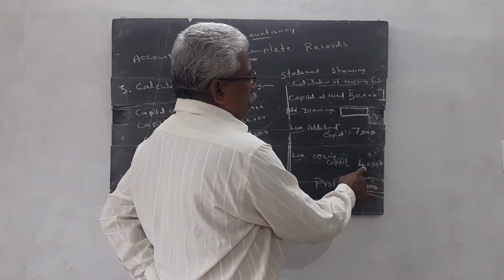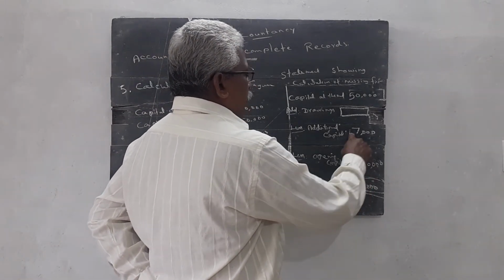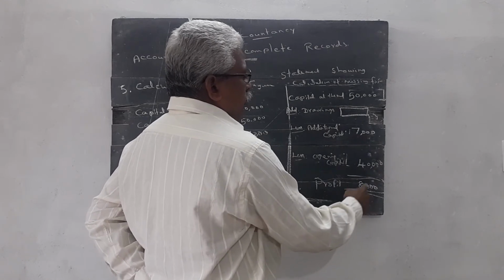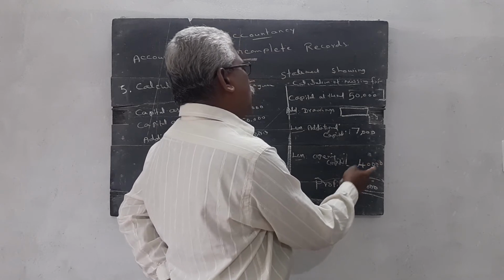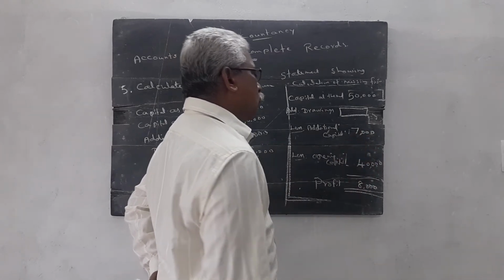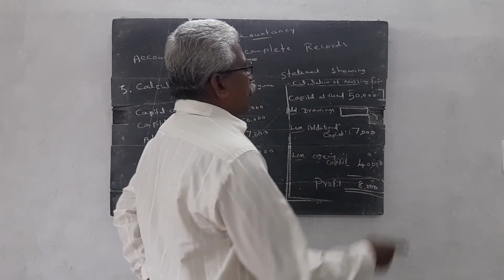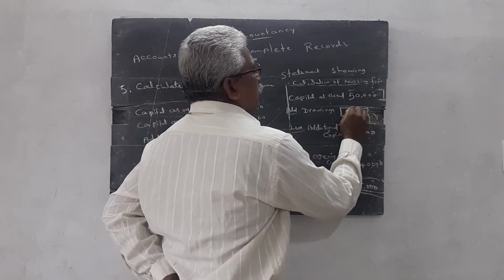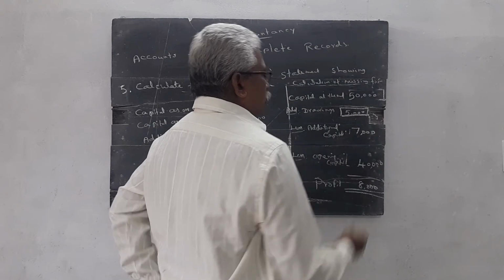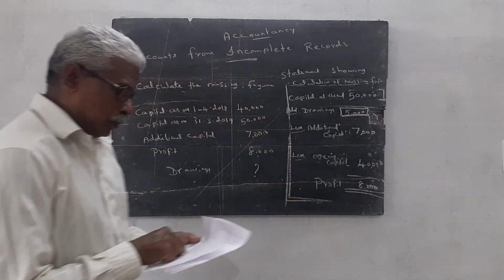8,000 plus 40,000 plus 7,000. So 8,000 plus 40,000 is equal to 48,000. 48,000 plus 7,000 is equal to 55,000. 55,000 minus 50,000 is equal to 5,000. So drawings is equal to 5,000 rupees.